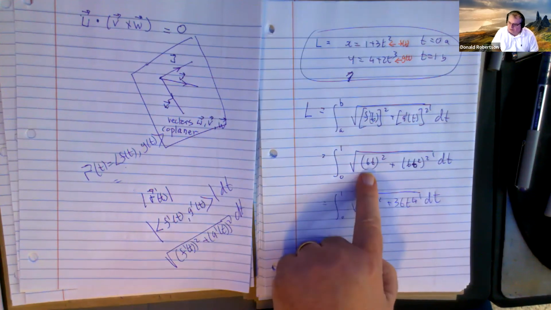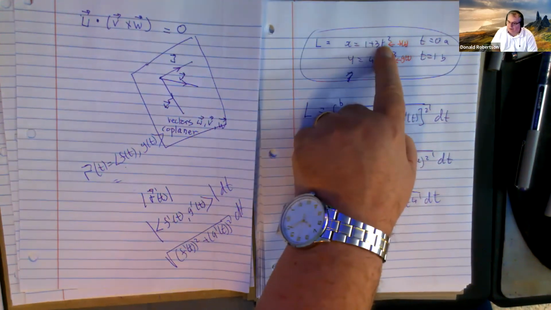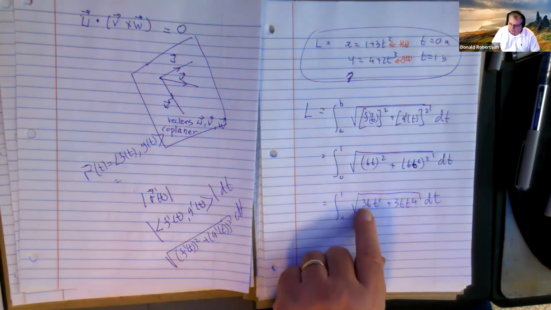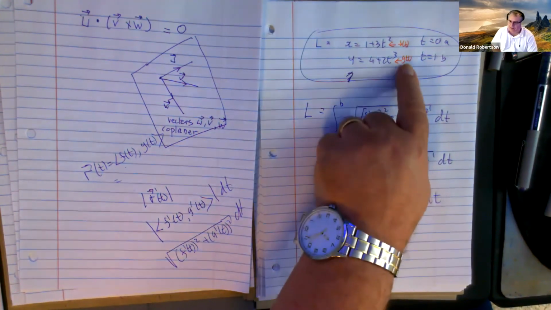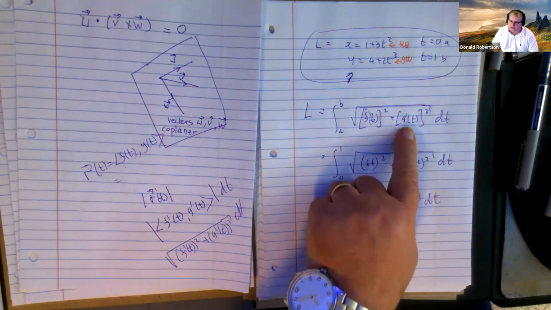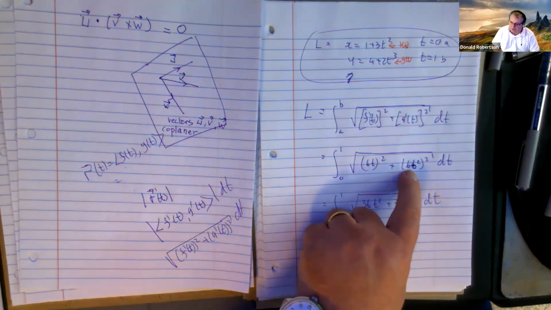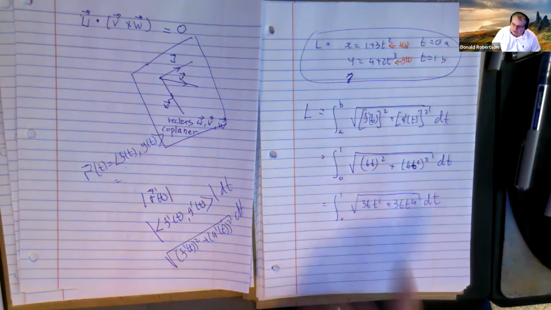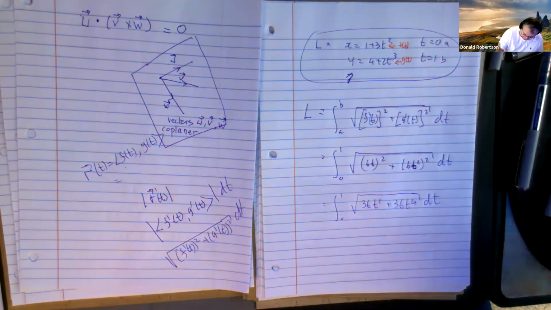Right? Are you comfortable? That's your f. That's the derivative of it, and that's what you get when you square the derivative. This is your g. That's the derivative of it, and this is what you get when you square it. Now, if you look at that integral, it's very easy to make a big mistake.